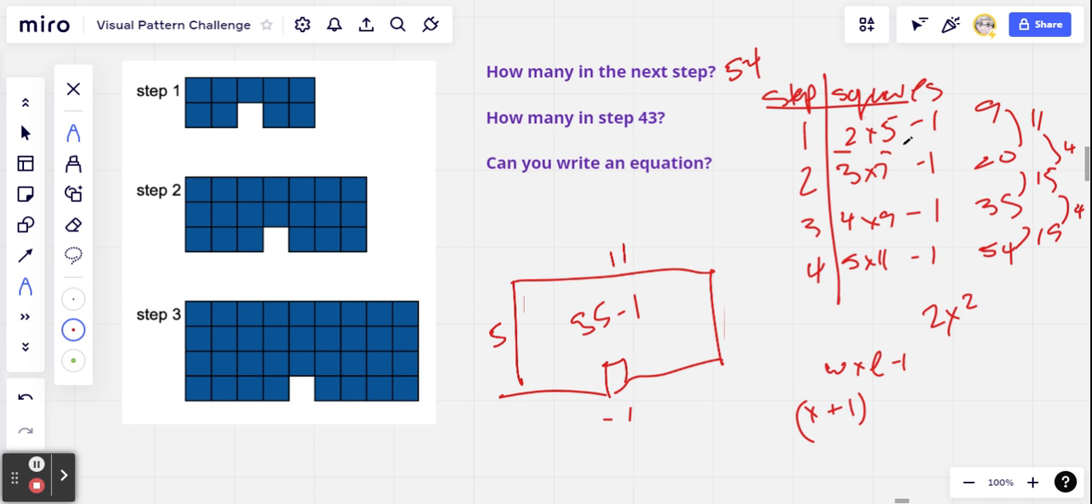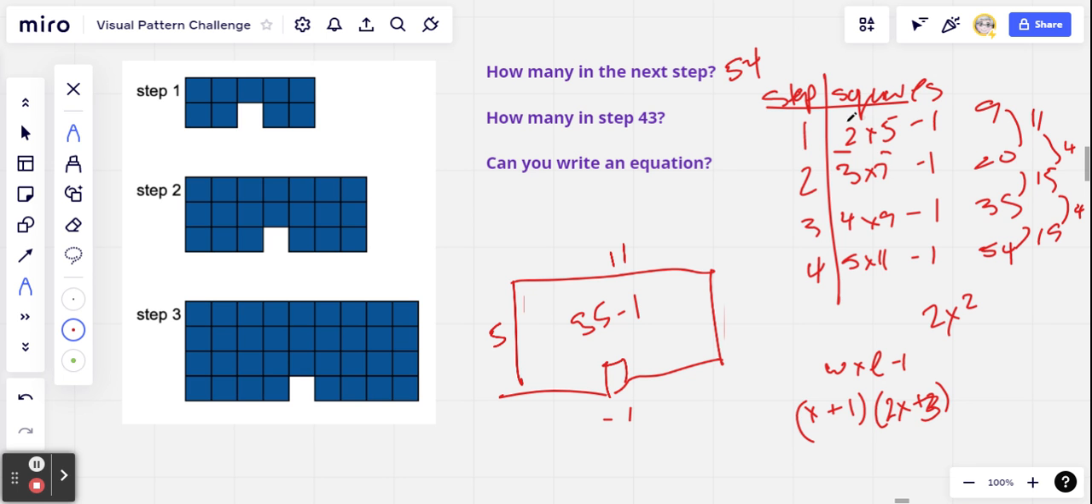The length is a little harder. It's 5 in step 1, and then 7 in step 2, and 9 in step 3. It goes up by 2 every time. If we were to take the difference between each of the lengths, you'd get 2. What that means is it's going to be 2 times the step number and then plus something, right? So 2 times 1 would be 2. To get to 5, we'd need 3 more. So I think it's going to be 2x plus 3. 2 times 1 is 2, plus 3 is 5.